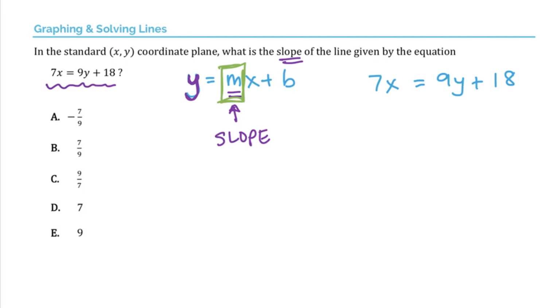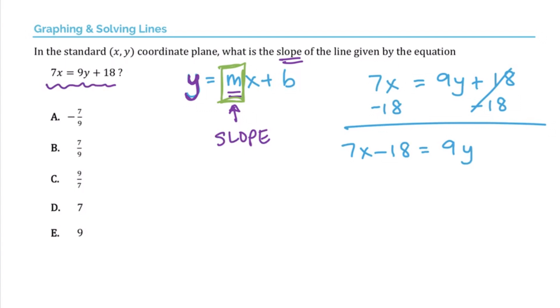The first thing I'm going to do is subtract 18 from both sides. Again, my goal here is to get y alone. I end up with 7x minus 18 equals 9y. Now to get y by itself, because it's being multiplied by 9, I'm going to divide everything by 9 so that it will cancel on that other side. So I end up with 7 over 9x minus 18 over 9. Remember, this over 9 you have to apply to every part, the 7x part and the minus 18 part. So I've rewritten it where I've put both parts over 9.